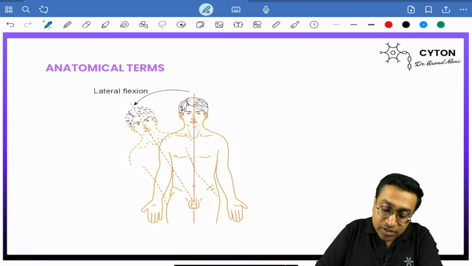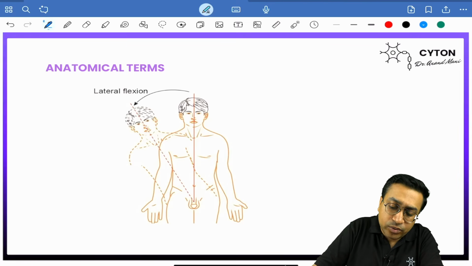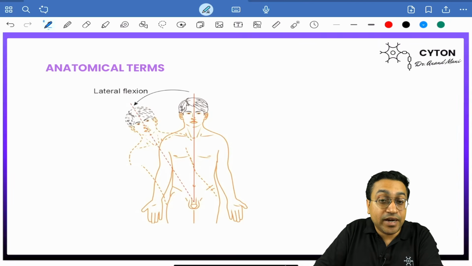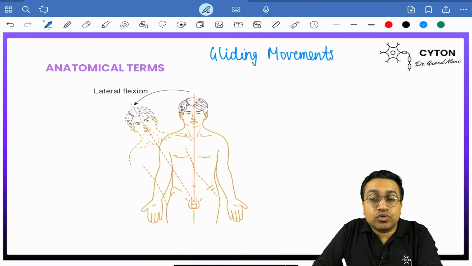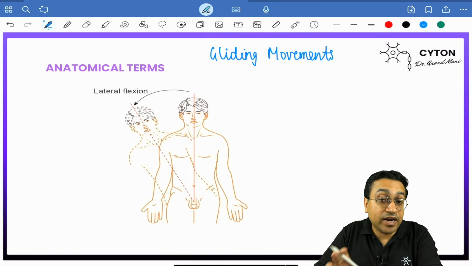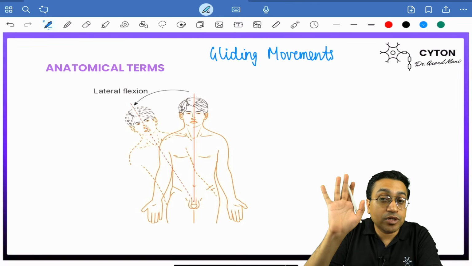Another action, that is the lateral flexion. So terms related to the movements, we are continuing that only. So there is the word, that is the gliding movements. Gliding movements. Okay. So that would be movement of the relatively flat surfaces against each other in multiple directions without significant angular or rotational movement. For example, the movements of the intercarpal joints.